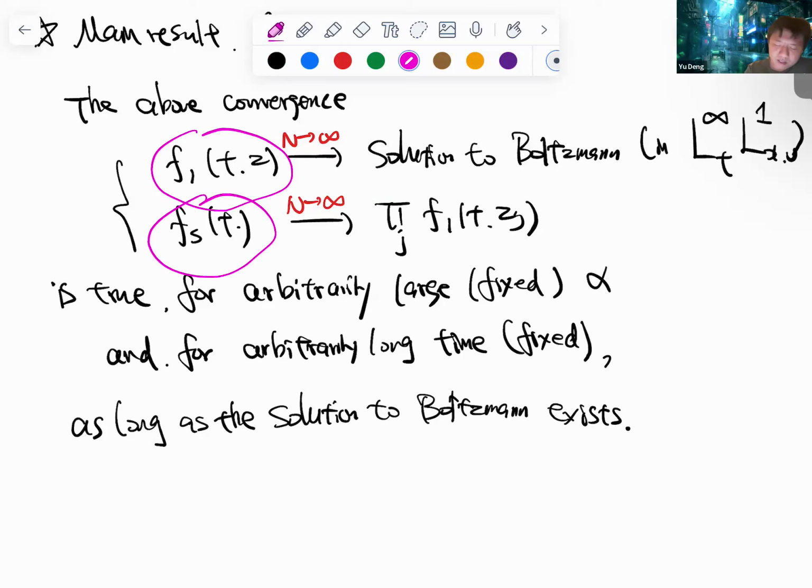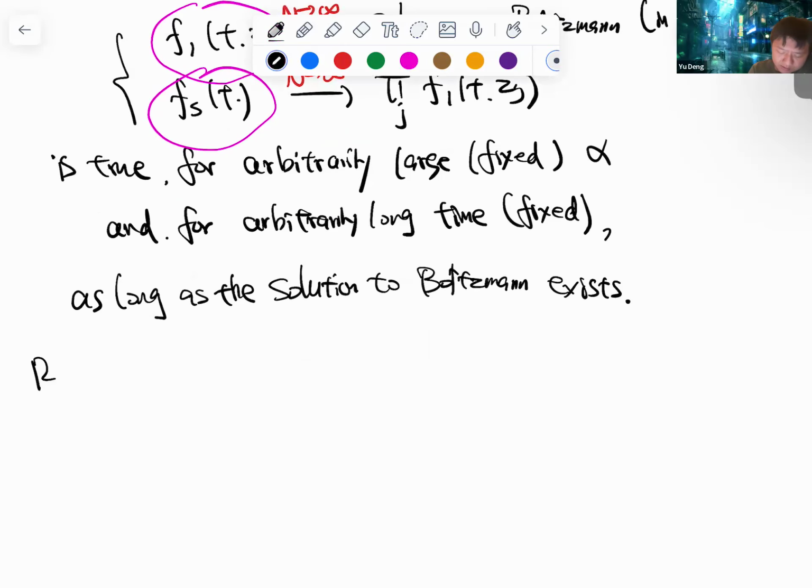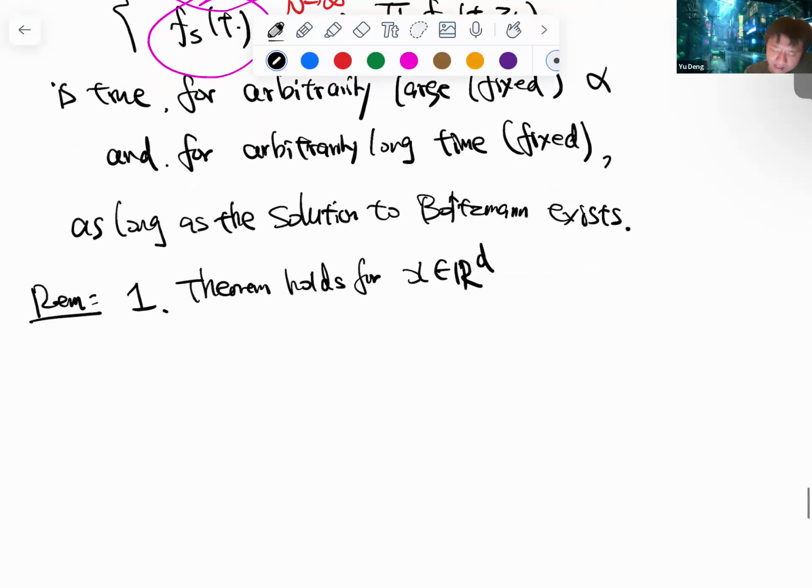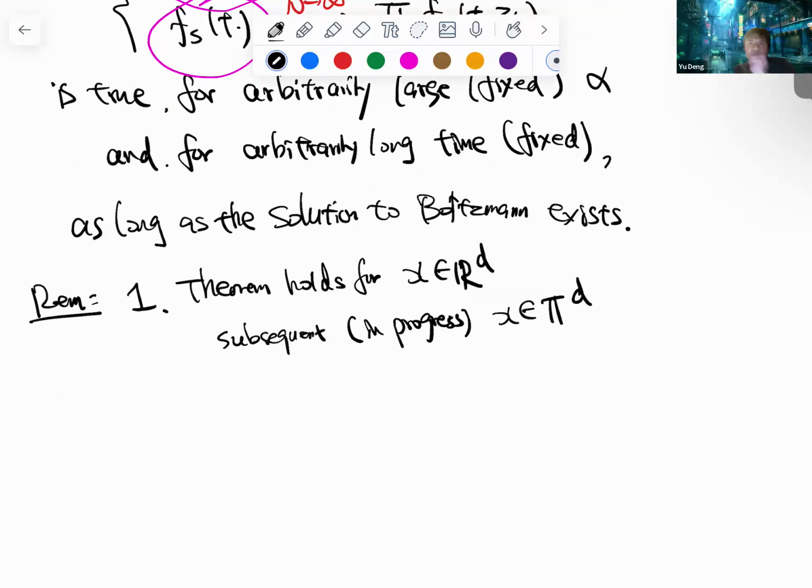Okay, so let me make a few remarks, but maybe two remarks. So our theorem is stated for the Euclidean space case, X in R^d, and there is also a periodic case where X belongs to the torus, and we are doing a subsequent work in progress that deals with the case of a torus. We believe it only requires minor changes in the proof.